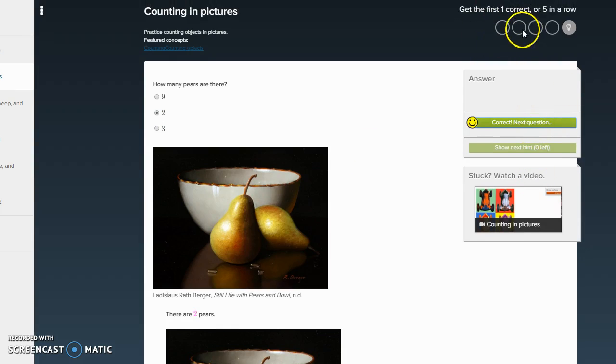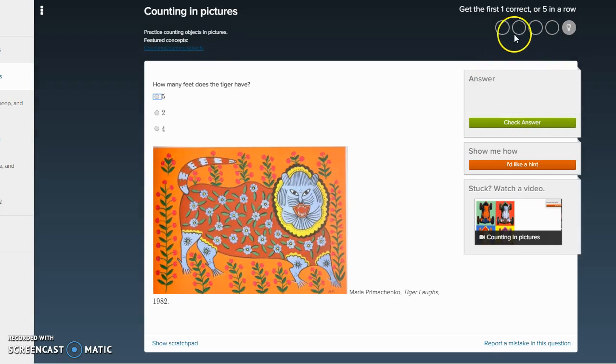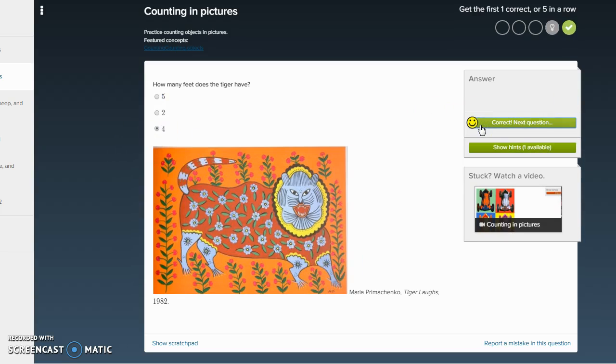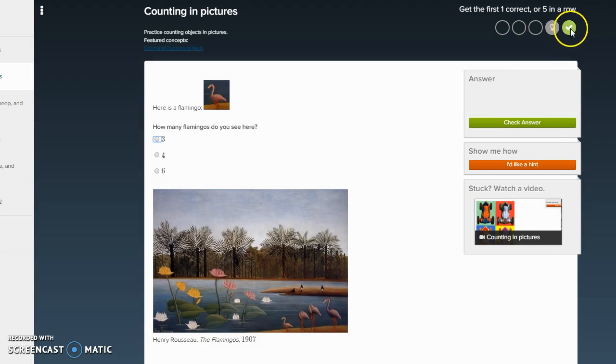If you notice up above, it's going to show I need to get the first one correct or 5 right in a row. Well, the first one I didn't get right, which is good because I took a hint, so now I'm going to be able to look at the other ones and practice some more. So how many feet does the tiger have? 1, 2, 3, 4. And now you'll see that check mark appear.